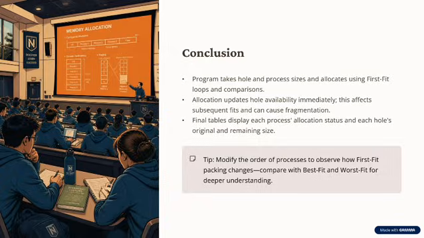Thus, we have successfully implemented first fit memory allocation using C. The program takes the memory hole sizes and process sizes, performs the allocation and displays the final result.